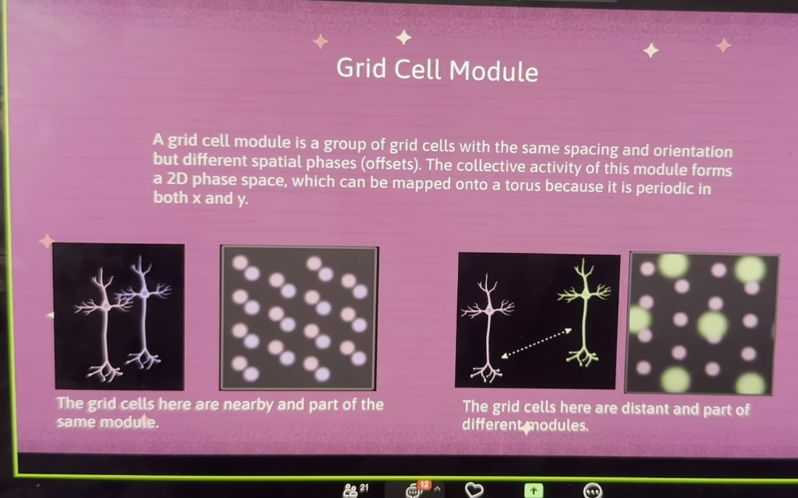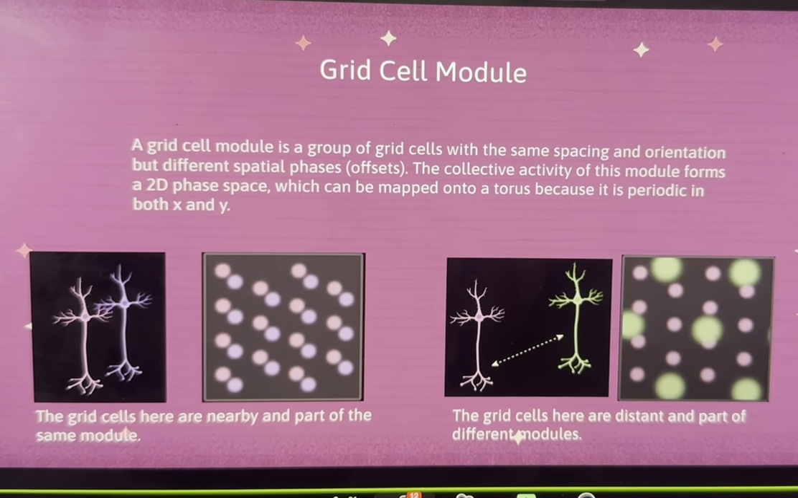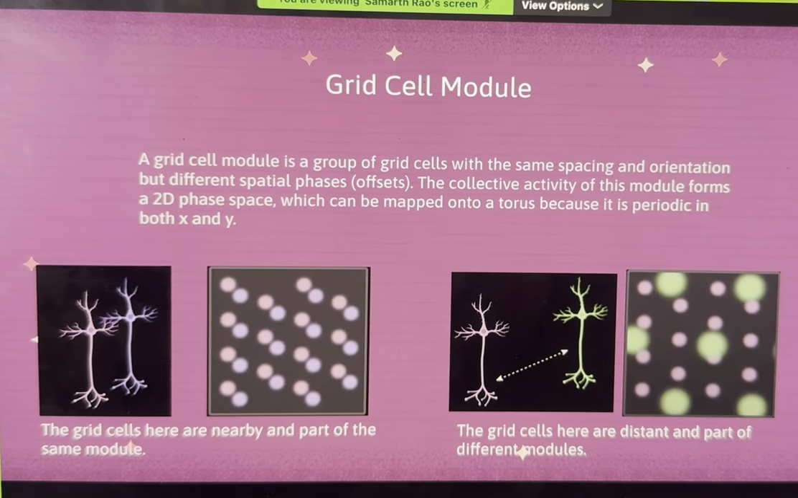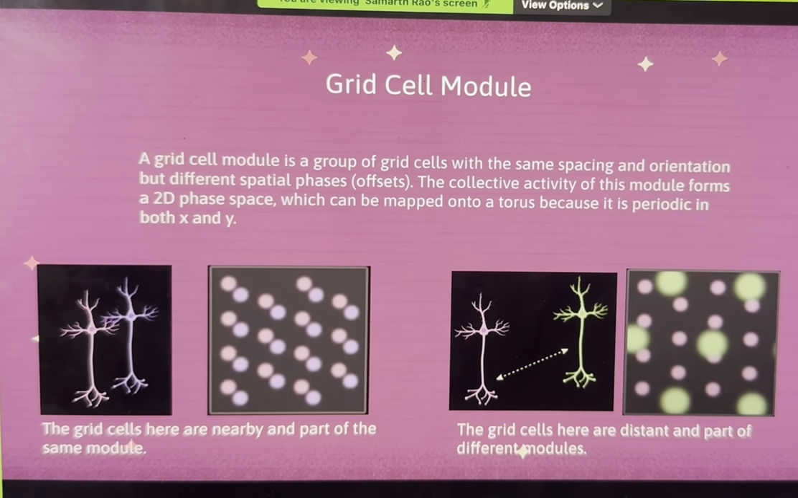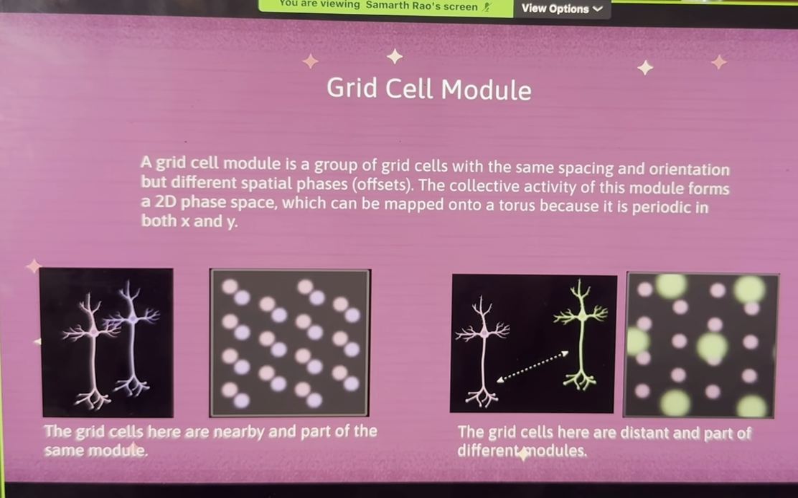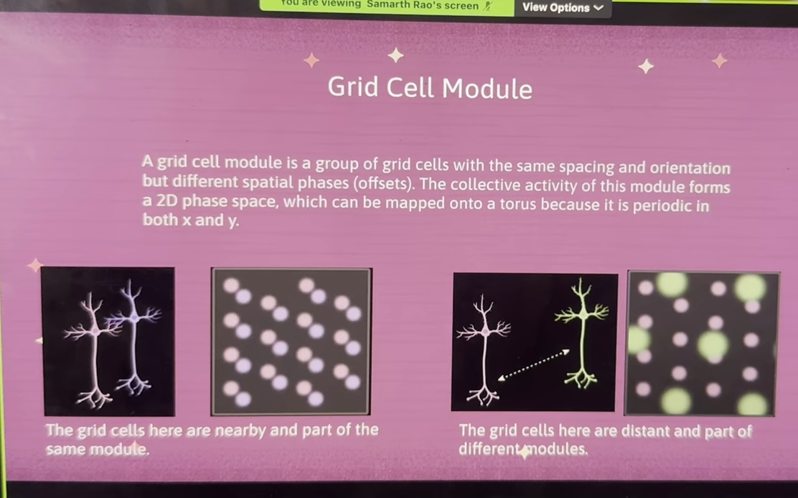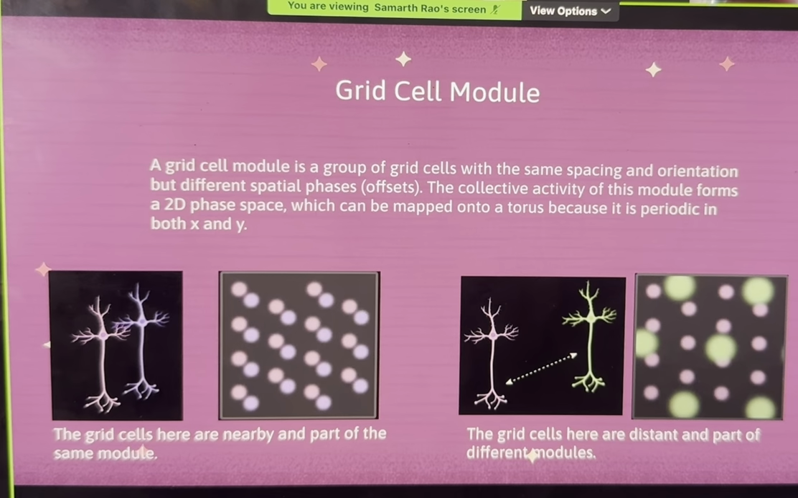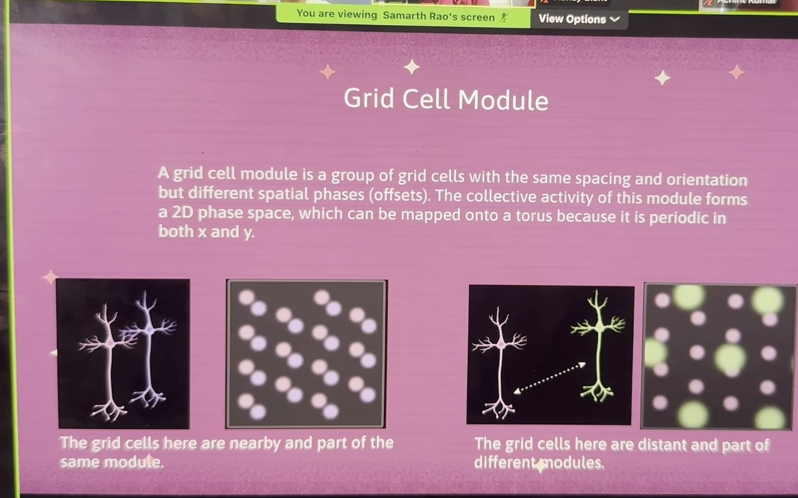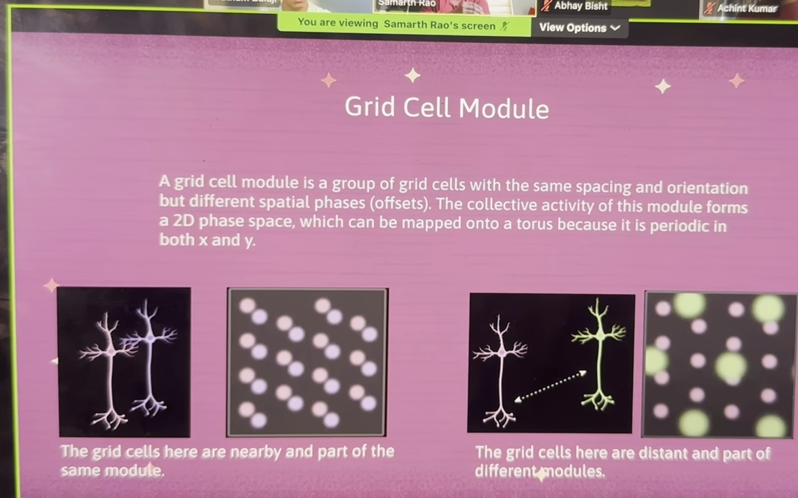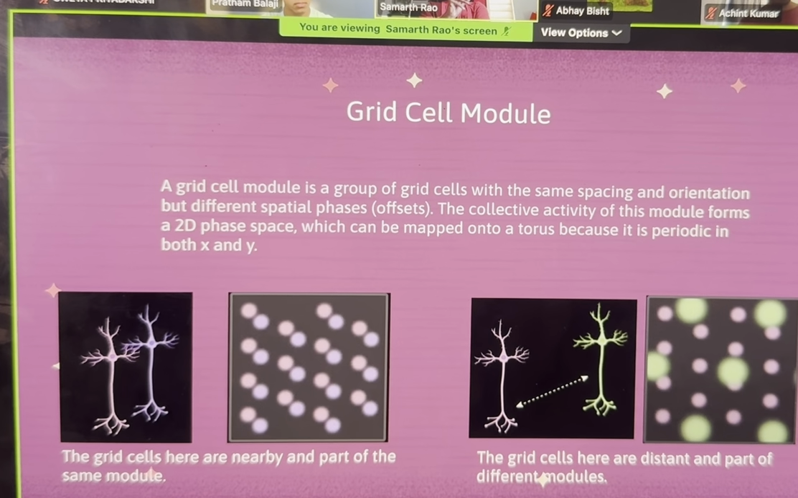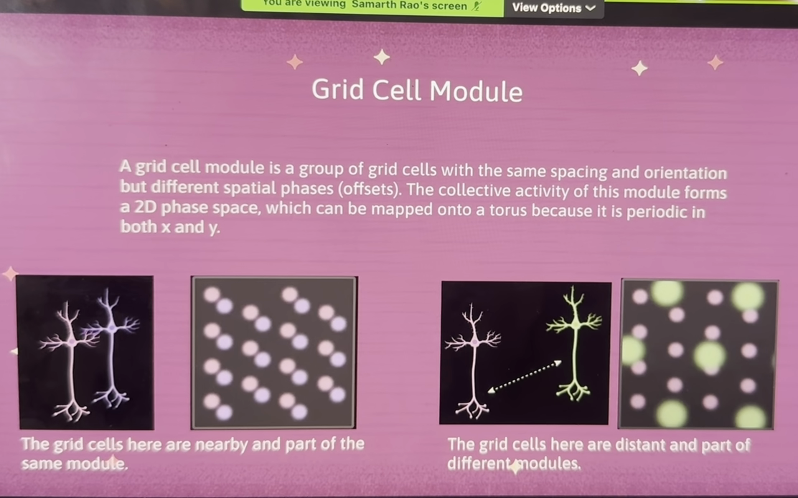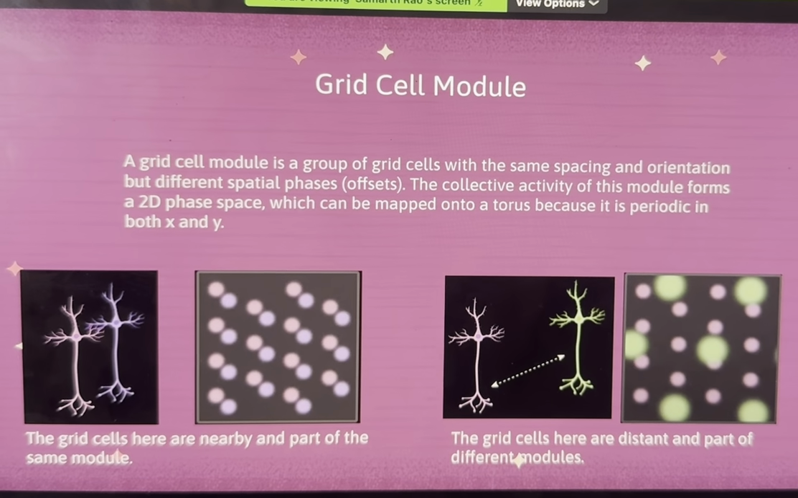Specifically with grid cells, there are modules of grid cells, and a grid cell module is a group of grid cells with the same spacing and orientation, but different spatial phases or offsets. This collective activity of the module forms a 2D space, which can be mapped onto a torus, as we'll explain in a minute, because it's periodic in both X and Y. From the two diagrams, you can see on the left, the grid cells are near each other physically, so their outputs are part of the same module because they're evenly spaced, compared to the green and the pink one, where they're physically distant. So their outputs are also not similar, and so they're part of different modules.